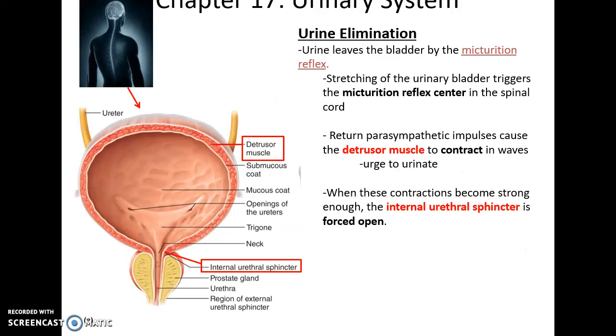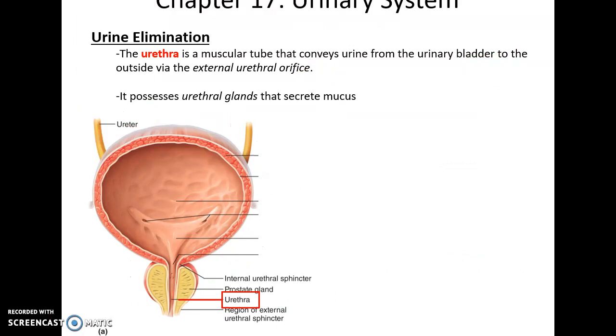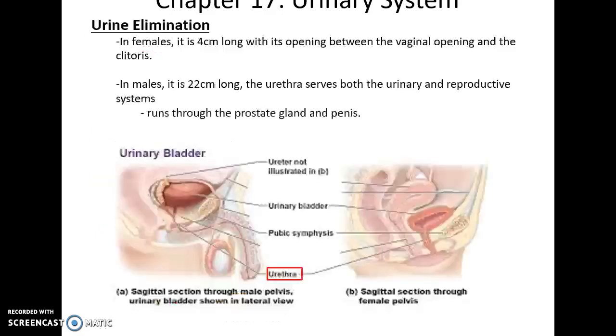And it will constrict in the micturition reflex to send urine out of the urinary bladder into the urethra by causing the detrusor muscles, the muscles in the walls of the urinary bladder, to constrict and open the internal urethral sphincter. Then we can try to control it with the external urethral sphincter, but eventually we will lose that battle. When urine is eliminated, it'll go through the urethra and out the external urethral orifice. There are glands that keep mucus in the urethra, so it's nice and low friction.